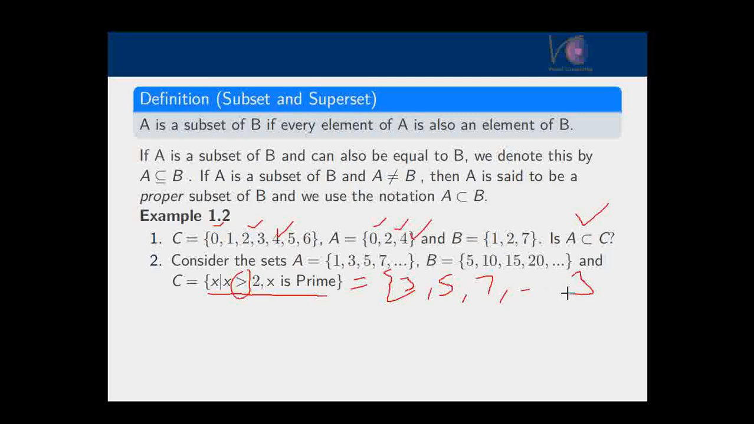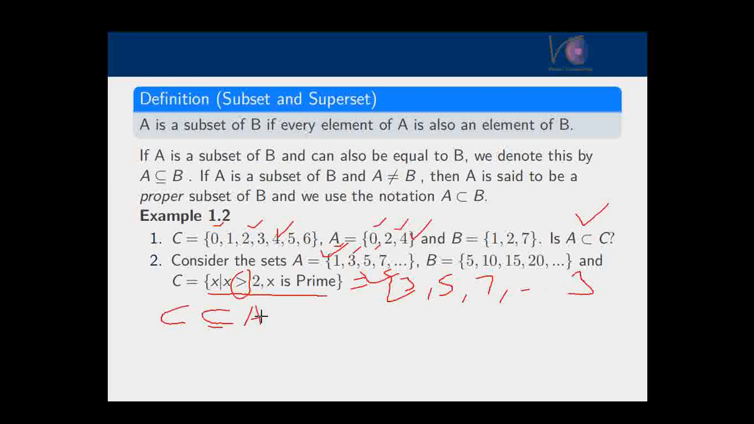Then you can ask, is C a subset of A? Now, set A has odd numbers. If you can see, you have a 1, 3, 5, 7. And any prime number that is greater than 2 is an odd number. Therefore, all the elements in C are going to be elements of A. Therefore, is C a proper subset? No, it is not a proper subset, because every element of C is an element of A. Therefore, C is a subset of A.